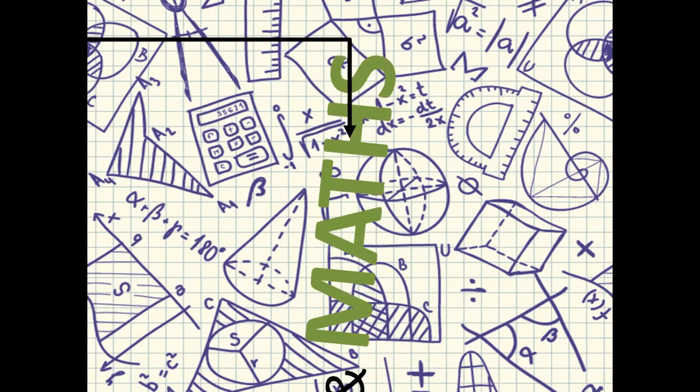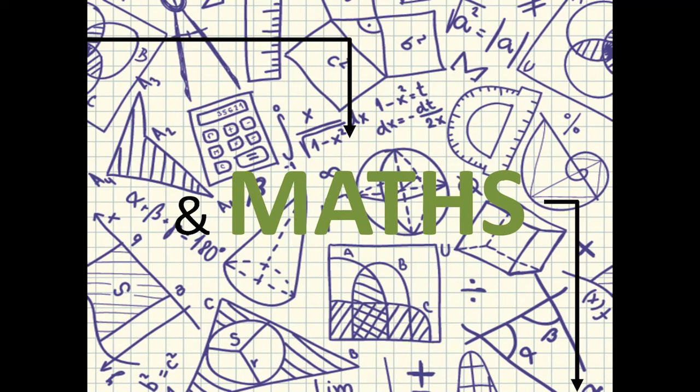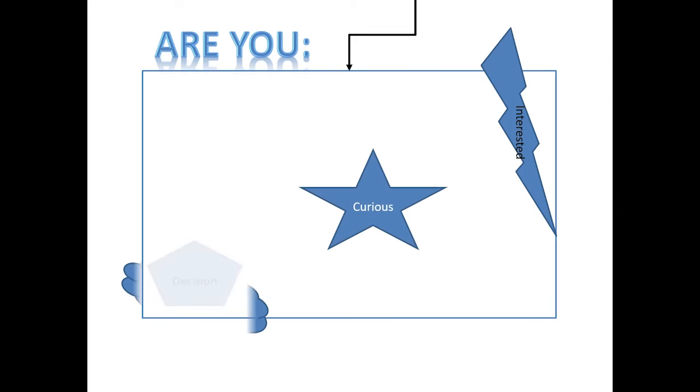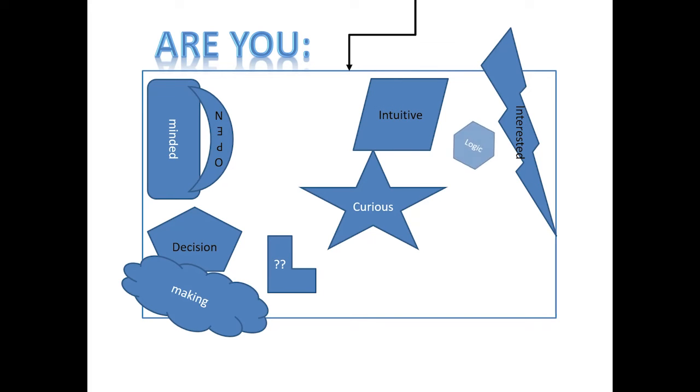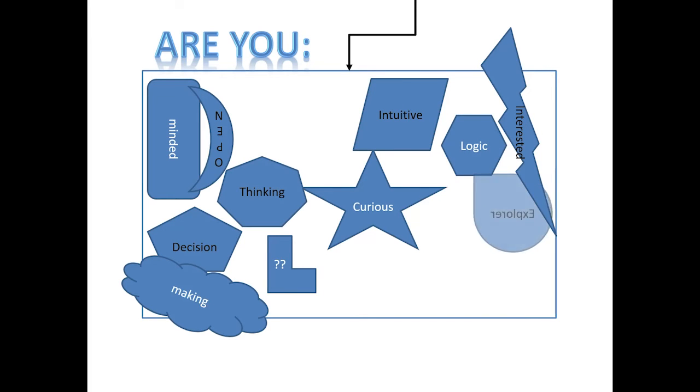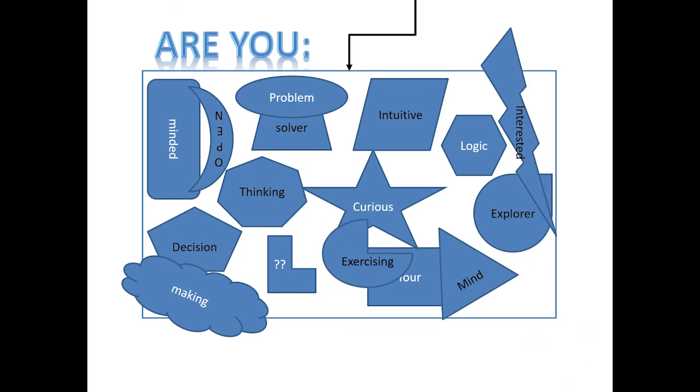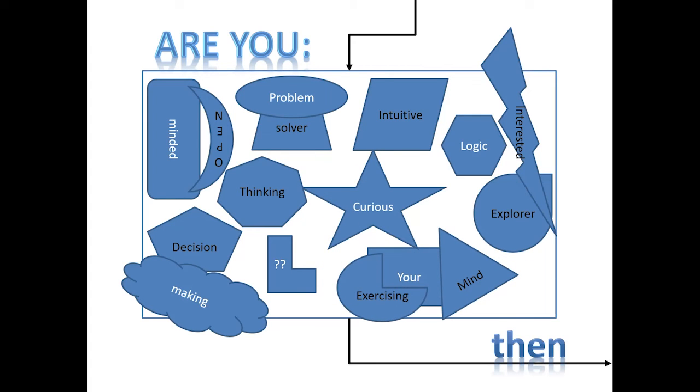These are a couple of characteristics that we think are important in being a mathematician: open-minded, being a problem solver, intuitive, logical thinking, and being interested in solving problems. An explorer with a natural curiosity and deep thinking. Decision-making is an important part, and exercising your mind.